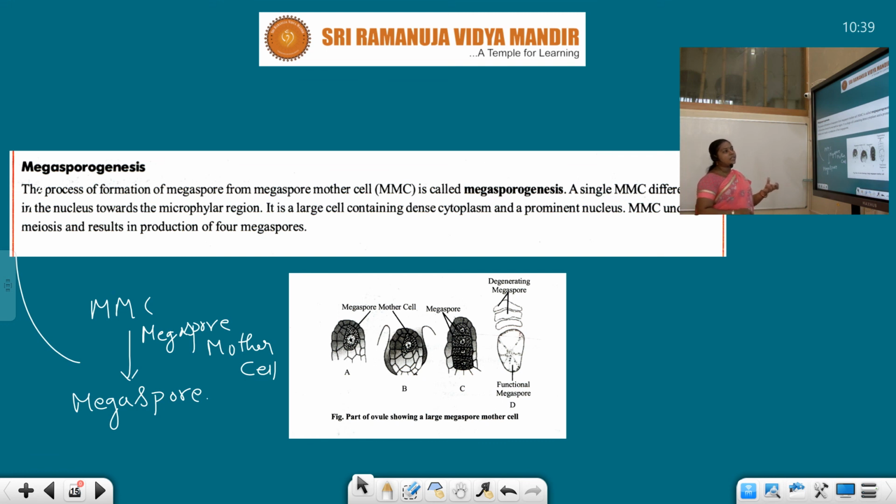Now a single MMC differentiates, with the nucleus towards the micropylar region. It is a large cell containing dense cytoplasm and a prominent nucleus. The MMC undergoes meiosis, resulting in the production of megaspores. Here our megaspore mother cell, on meiotic division, produces 4 megaspores. So this is megasporogenesis. Before, we discussed microsporogenesis. In this way we will get the female gametophyte and the male gametophyte.